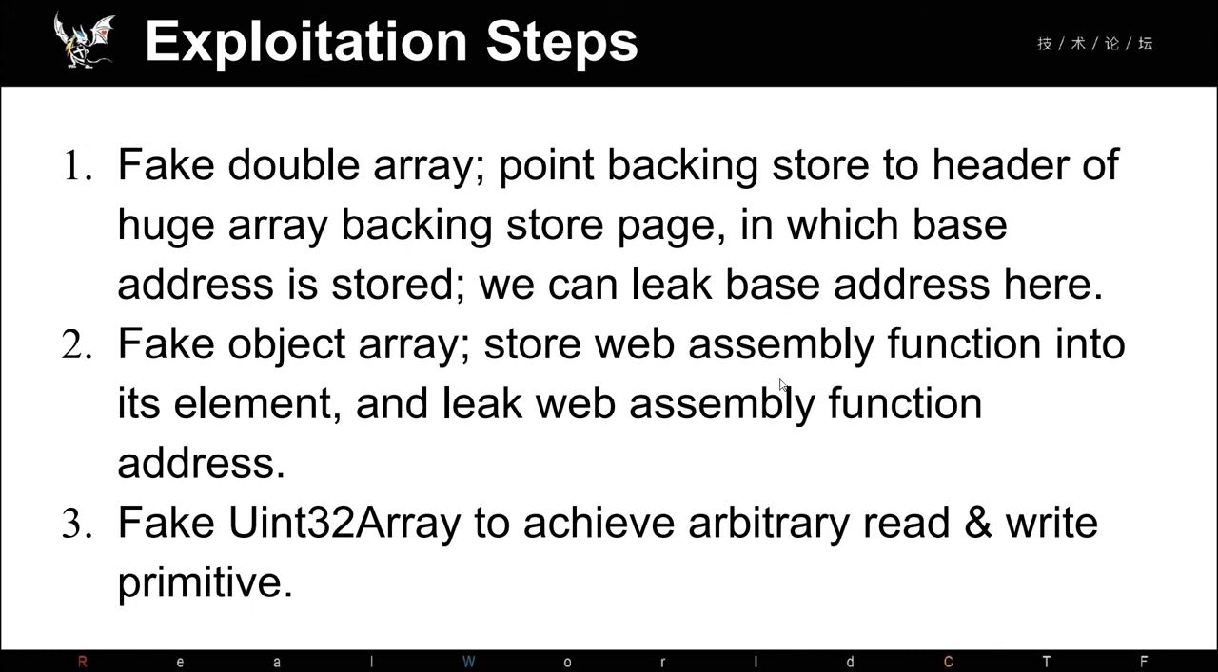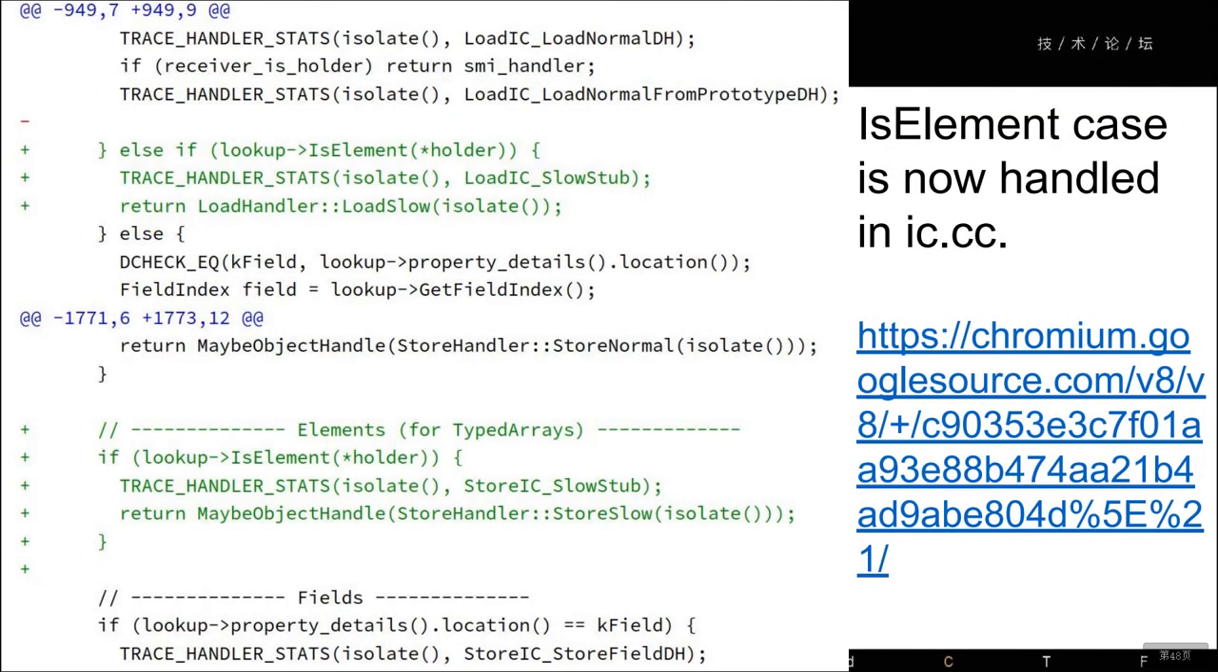We firstly read the WebAssembly function to find the read-write-executable page and write the shellcode to it, and then execute the WebAssembly function to execute our shellcode. Finally, I'm going to briefly discuss the fix of this vulnerability.